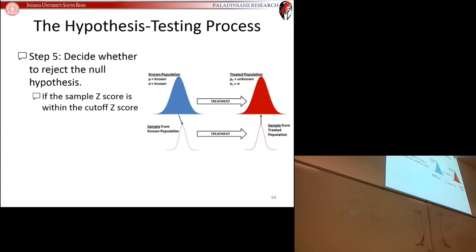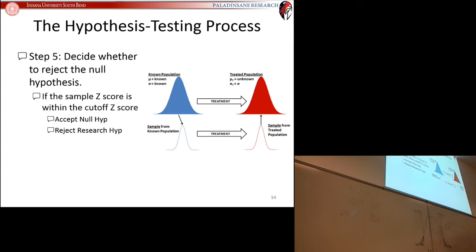However, we are in this situation where our sample score is within the cutoff scores. It's in the body over here. It didn't make it to the tail. It didn't cross that line. In this case, we accept the null hypothesis and we reject the research hypothesis.